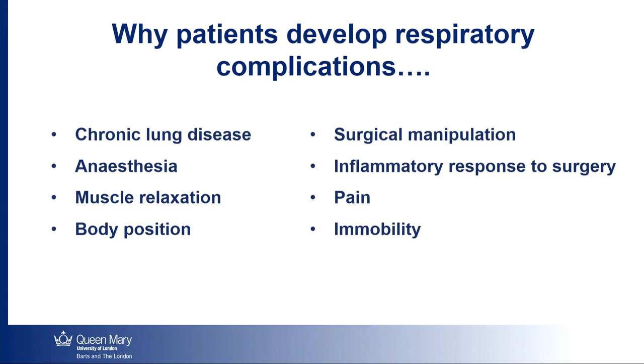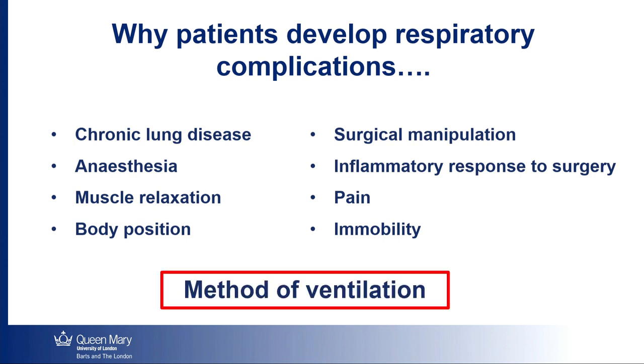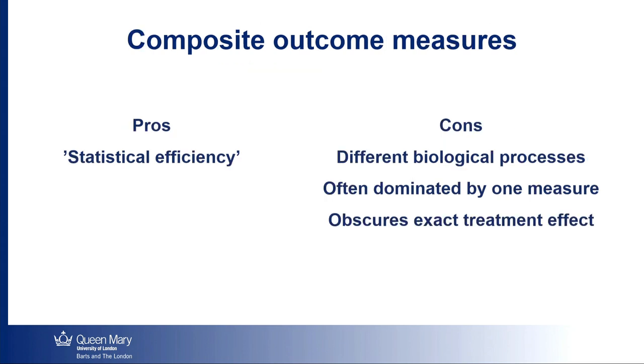So things like body position, surgical manipulation, the inflammatory response to surgery causes organ damage to the kidneys, to the liver, to the heart, to the brain, and also to the lungs. Pain in itself, as you know, and immobility. And also, don't forget that there's a lot of things that we do. Method of ventilation is something you're going to hear about in a little moment. But there's a lot of things that we do and we can adjust that makes those complications and those processes more or less likely to happen. And it's understanding how in each individual patient we can make the right choices to do that.